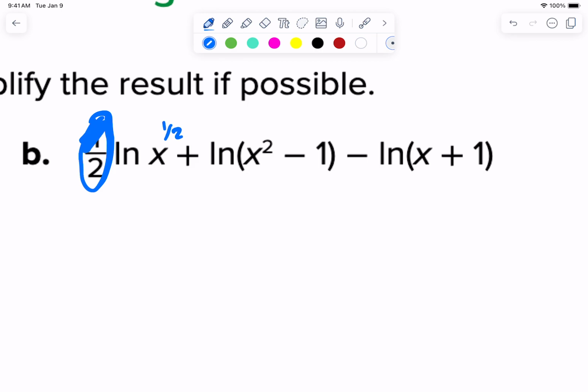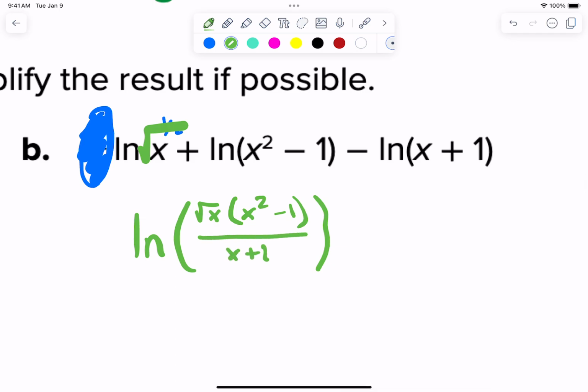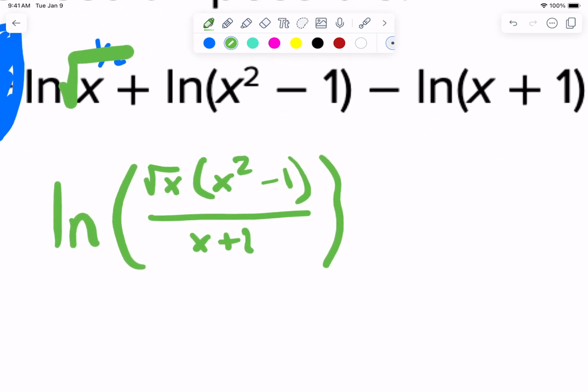Okay. 1/2 gets moved to the back. That means this is the square root of x, yeah? Anything else we need to move to the back? No. Okay, so ln is our overall operation. I'm going to do a big fat parentheses. What do we got going on here? Square root of x times x squared minus 1, over the bottom. But don't they go away? Don't the x's cancel? No, because it's trapped, isn't it? Maybe not.